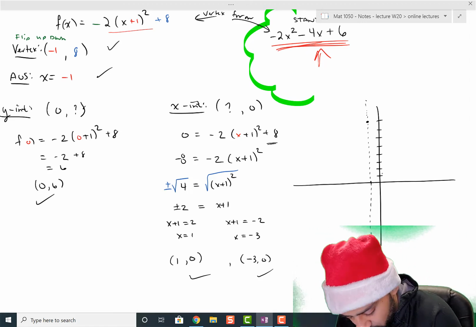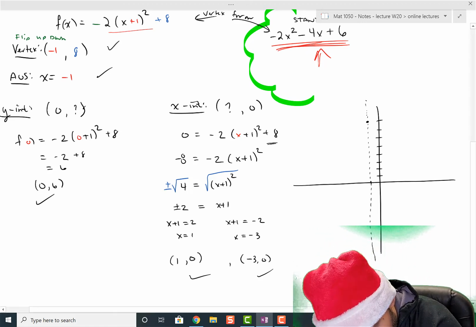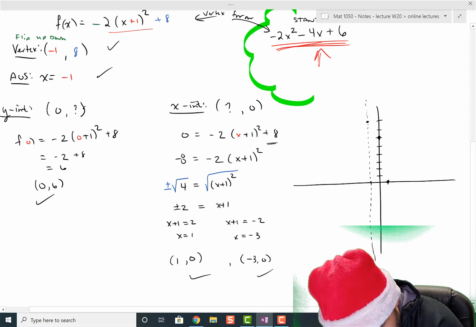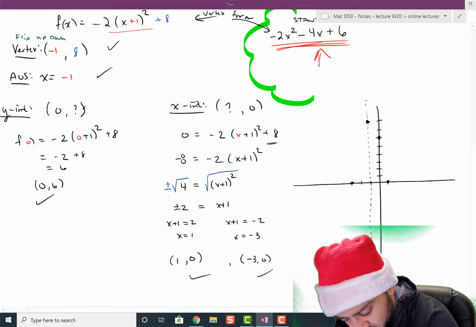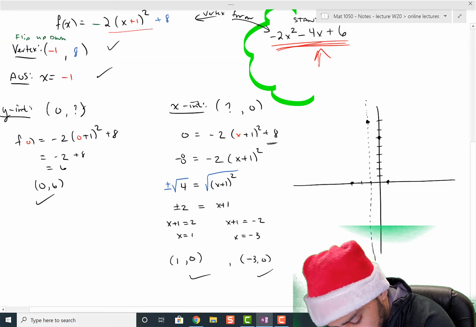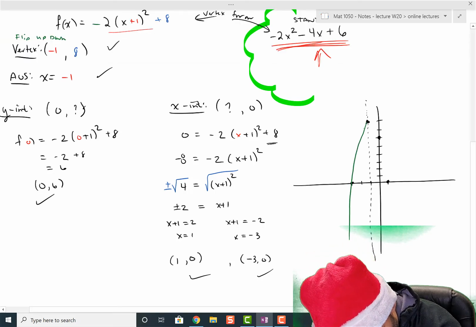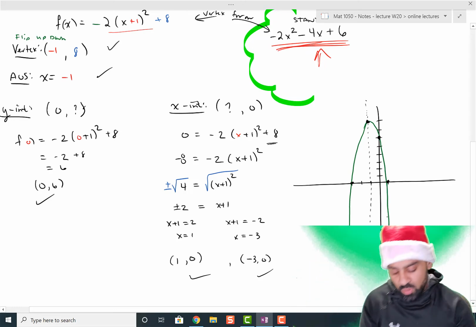Okay, so I'm going to plot the other pieces. (0, 6): 1, 2, 3, 4, 5, 6 is my y. And then the x is (1, 0). And then I got 1 at negative 1, negative 2, negative 3, (-3, 0). So you can kind of see that it meets up with everything we talked about. Okay, and you want to label all your stuff.